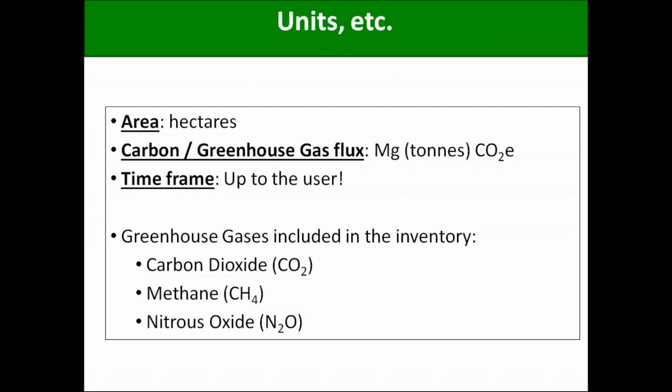Okay, area that we work in, we always work in hectares. So if you have your data in acres, you'll have to change it, put it into hectares to put it into the system. Carbon greenhouse gas flux, again, it's always CO2 equivalents. The time frame that you want to do the analysis for is completely up to the user. It can be the length of your project, it could be longer, it can be shorter, it's up to you. And the main greenhouse gases that are included in the system are carbon dioxide, methane, and nitrous oxide.